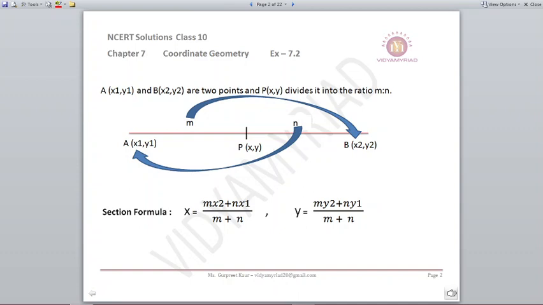Please note it down, this is very important. X coordinate will be equal to mx2, that means the m ratio whatever it will be, that will be related with the second coordinate, that is x2 y2. Okay, and n will be related with x1 y1, so that you don't forget. So x is equal to m into x2 plus n into x1 upon m plus n. What is mn? Mn is the ratio which will be given to you. What is y coordinate for P? That will be m into y2 plus n into y1 upon m plus n. Using this formula, we are going to do the exercise.